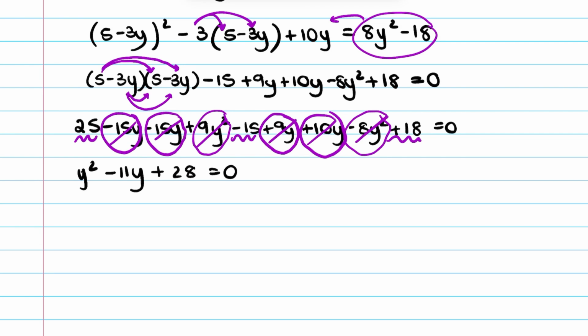Now I have a trinomial and I can factorize it using two brackets. So I'm going to put my brackets down, equals to 0, so that I don't forget. And now I'm going to get to work factorizing. I know that I'm going to have a y in each bracket.